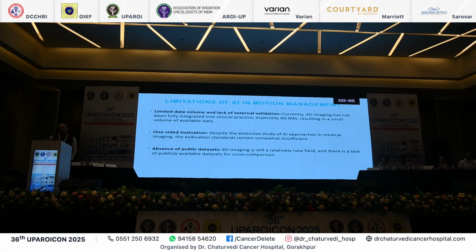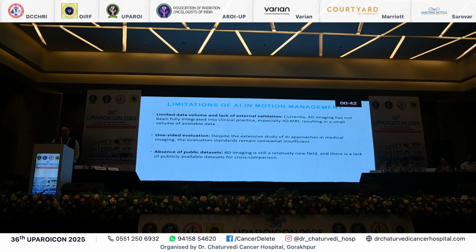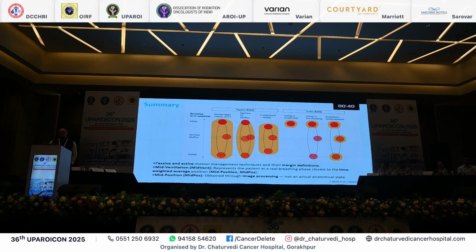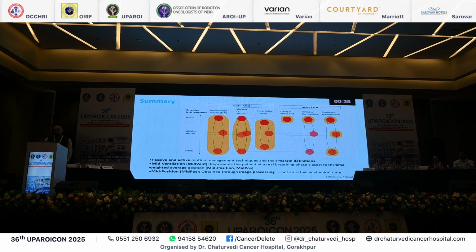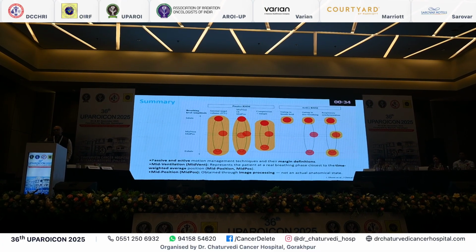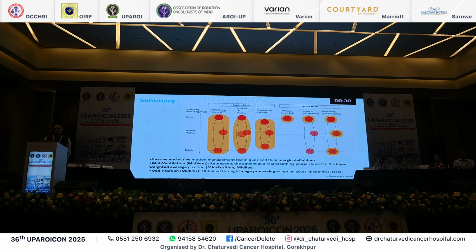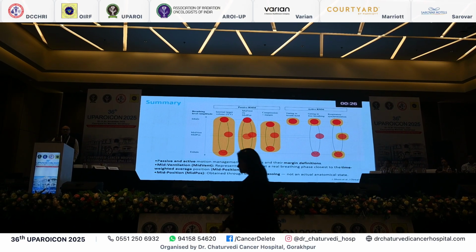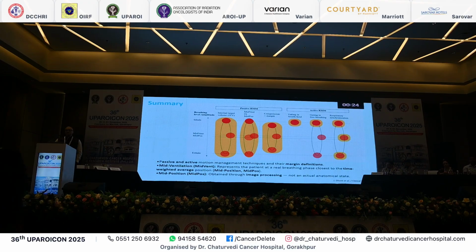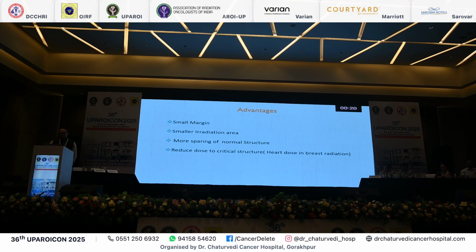Absence of public data sets, it's a relatively new field, and lack of huge amount of data to validate this. So in summary, reduction of the volume is the ultimate target, and defining of all these volumes for respiratory motion management should ultimately lead to less and less volume treated, more and more tumor encompassing, and low doses to normal tissues.